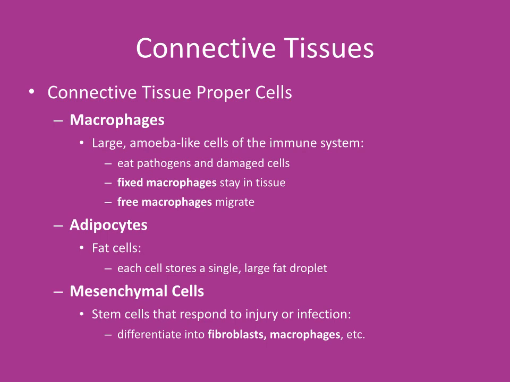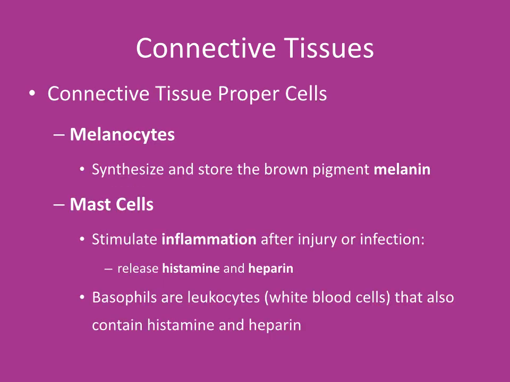Growth. What? They don't know what they are yet. That's a very good way to describe them. They don't know what they are. And the nice thing about having some stem cells around is if you need more fibroblasts, they can turn into fibroblasts. If you need more macrophages, they can turn into macrophages, and so forth. So stem cells are important. That's basically the mesenchymal cells. That's another word for them.